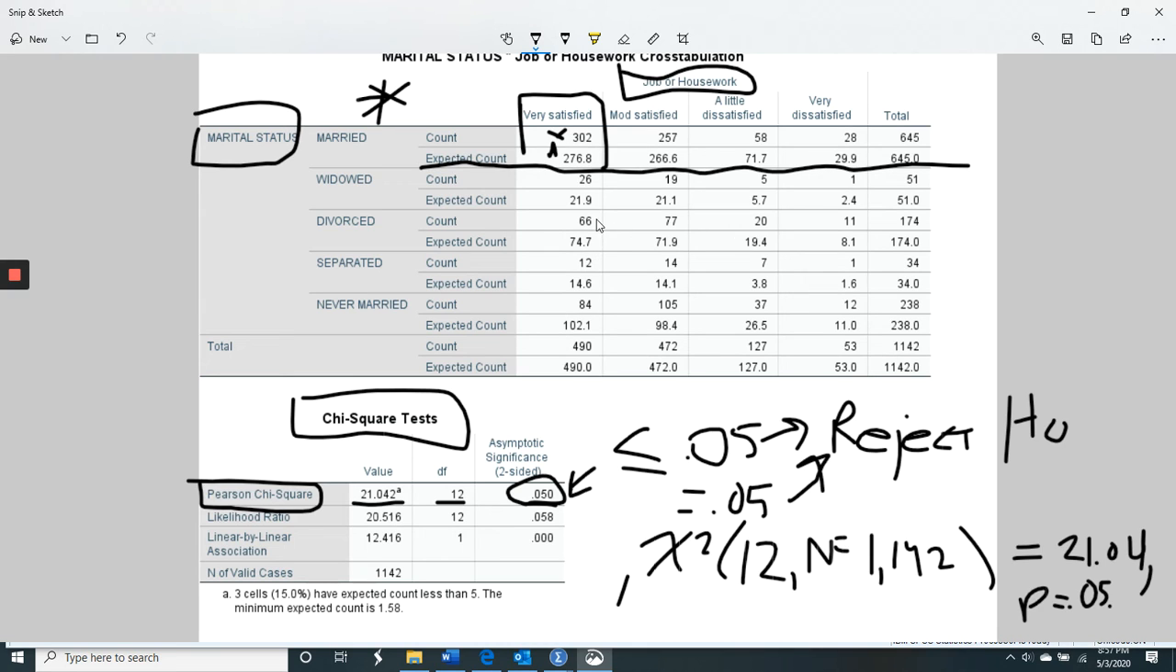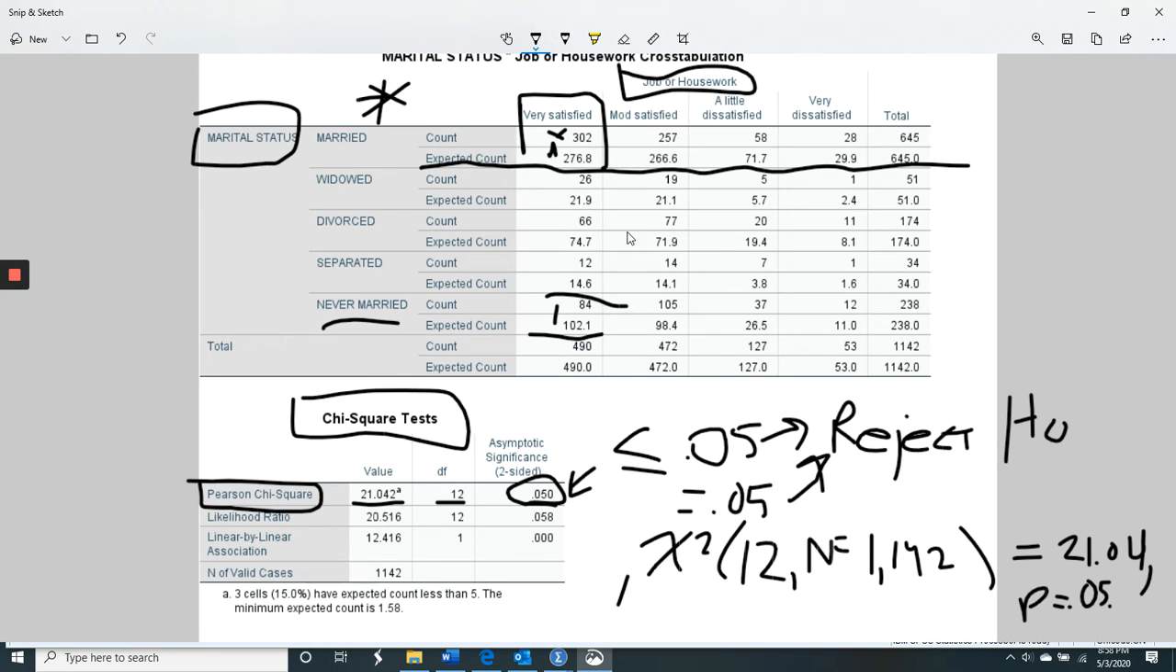Divorced people, I don't know. I don't think there's a huge difference here. Separated people, there's so few of them, it's hard to really tell. Here, in terms of the never married, it looks like there might be some differences. So never married people, seems like there's fewer people here who are never married and very satisfied with their job. That's kind of interesting. I think that's it.